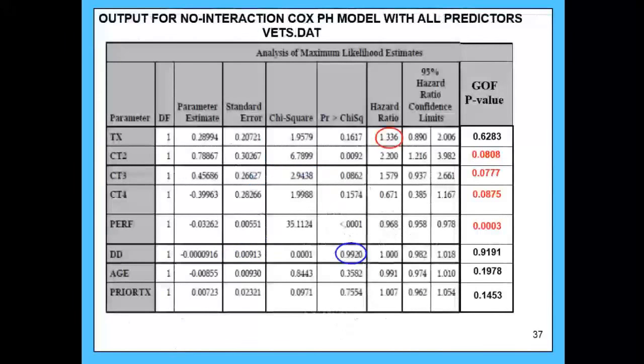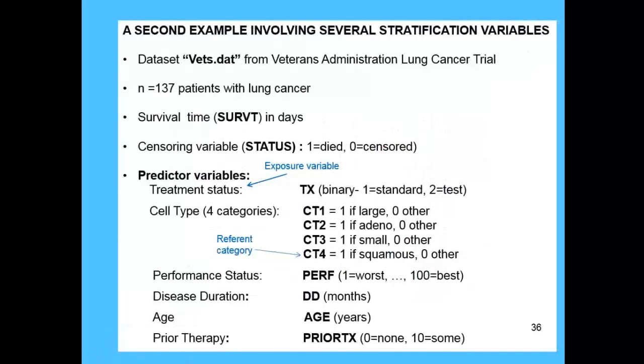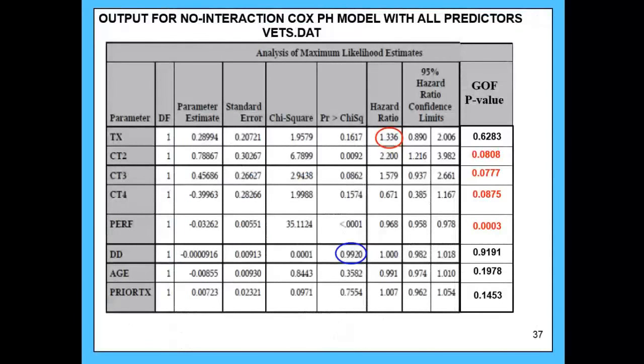Now, here's a slide. This is the output for a no interaction Cox proportional hazards model with all the predictors in the model. Now, what do we want to do here, given what I've just described and this output? What's the first thing we want to do? Well, the main thing we want to do is evaluate whether there's a treatment effect. And if we're doing survival analysis, the first model we want to consider is the Cox proportional hazards model. And we'd like to know whether we could use that model or not.